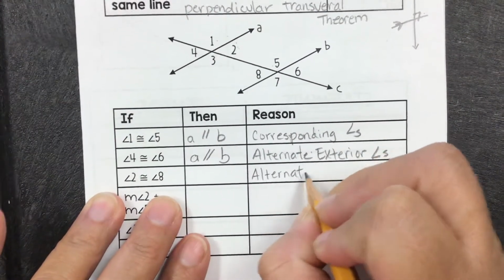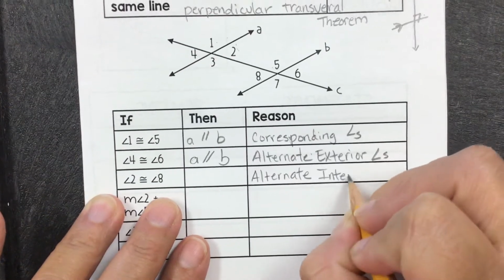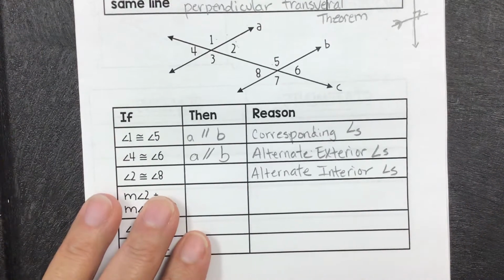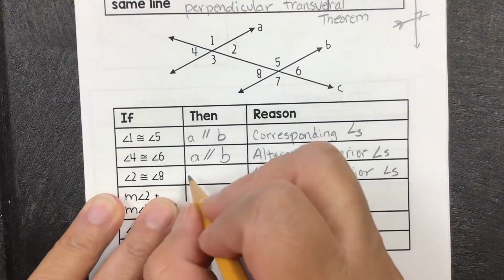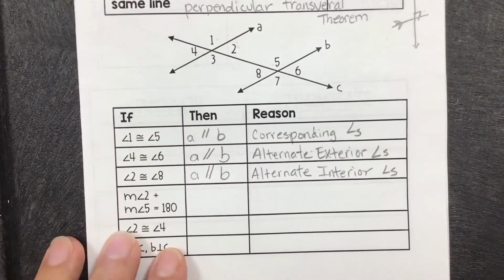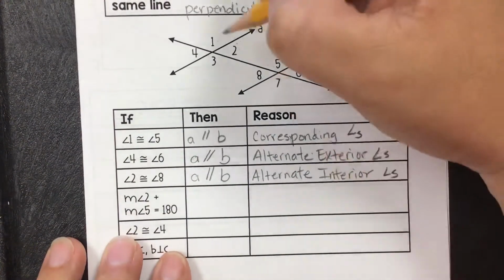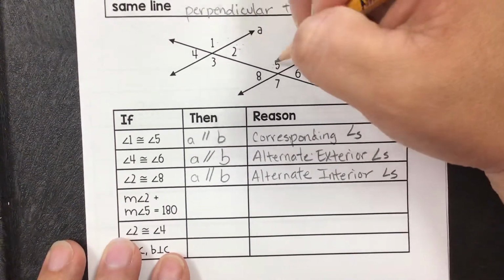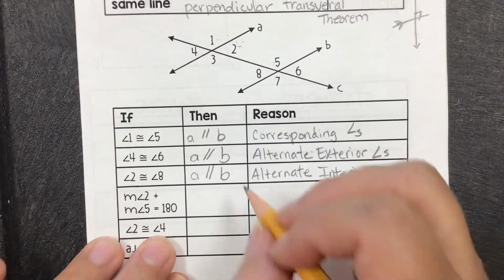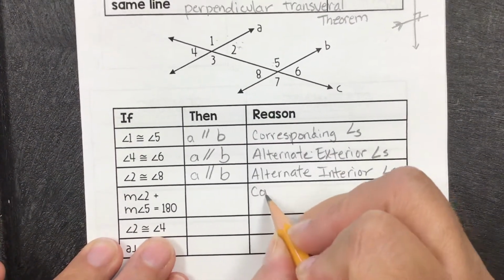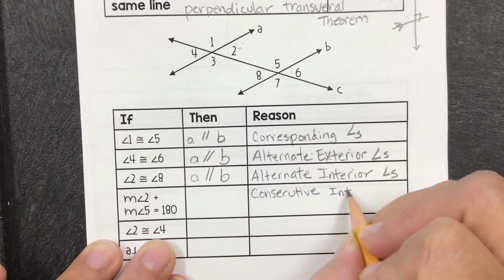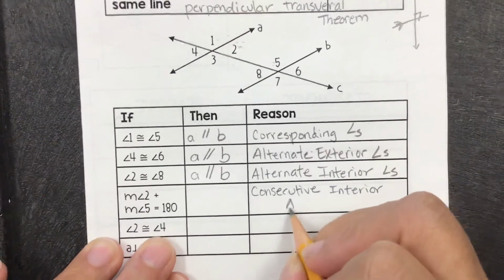Alternate interior angles. And because those two are congruent, now we know that line a is parallel to line b. 2 and 5. What kind of angles are 2 and 5? Consecutive. Very good. Consecutive interior angles.